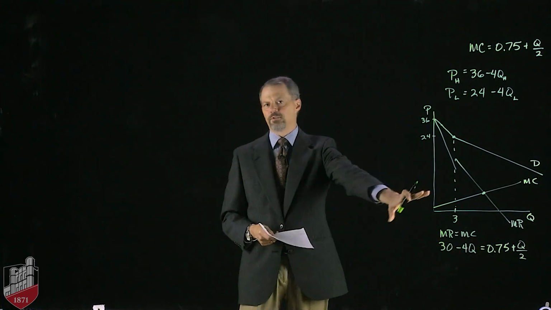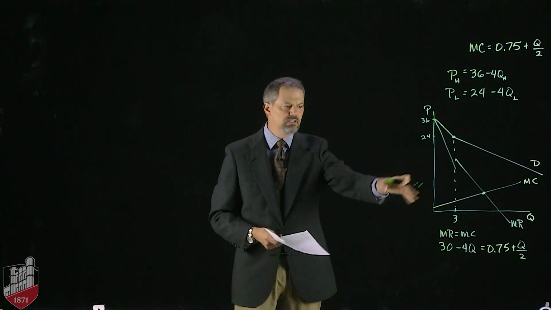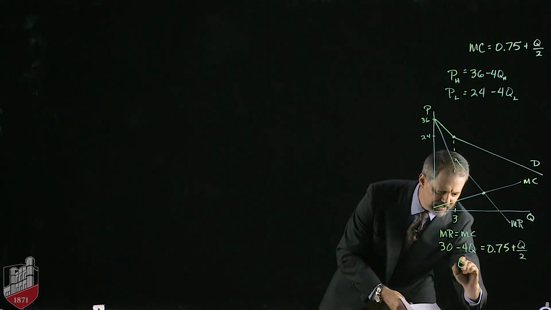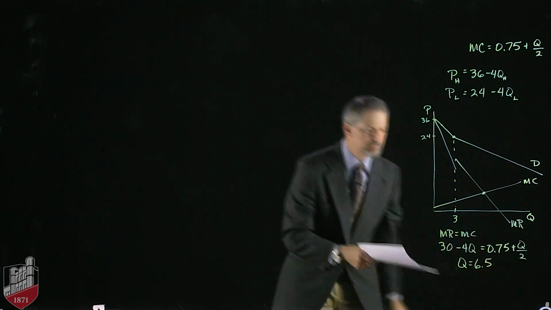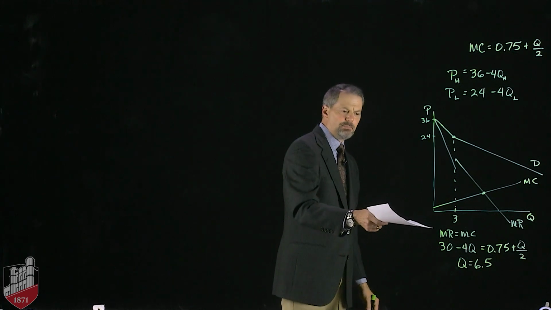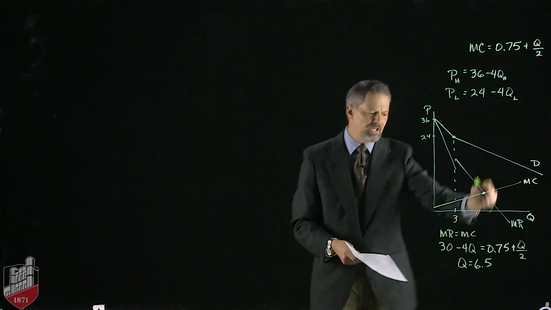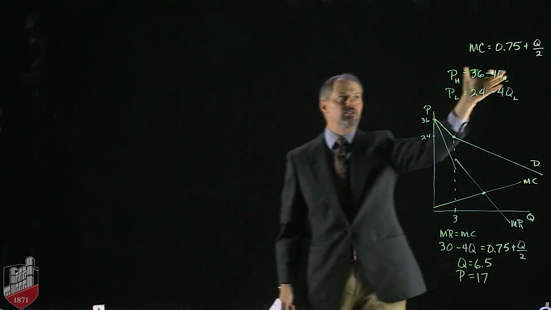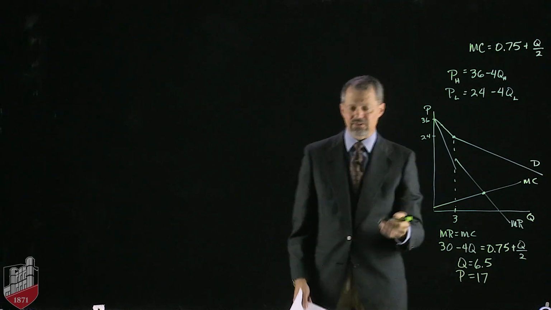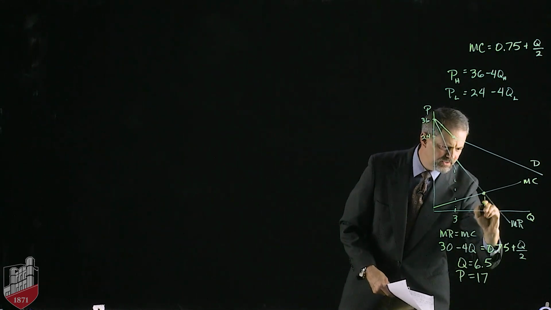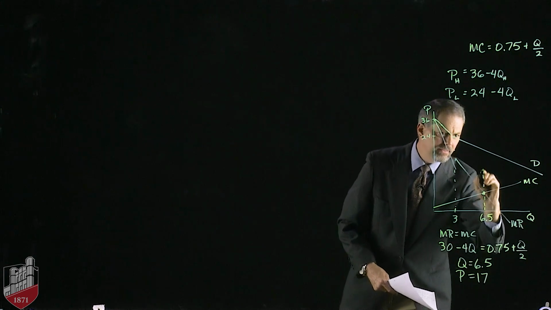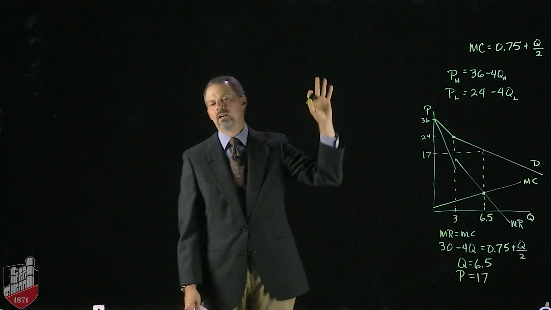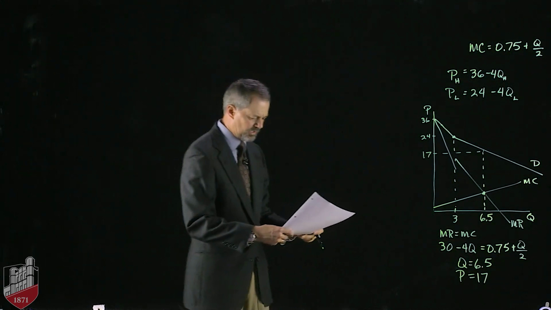I'm going to save you from watching the algebra. It's easy. Just gather stuff in the appropriate places. If you work at that algebra, what you're going to get is Q equals 6.5. And if you plug that quantity back into this portion of the demand curve, you're going to get a price equal to 17. And this marginal cost curve was chosen because those are the same price and quantity, right? So this is 6.5 and this is 17. Okay? Same price and quantity we had just a second ago with constant marginal cost.